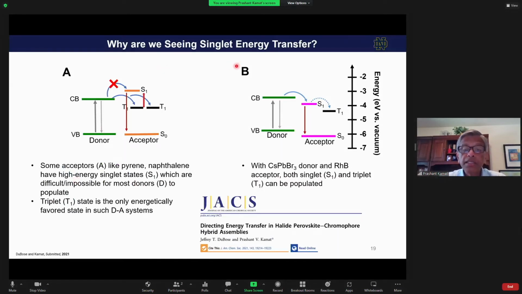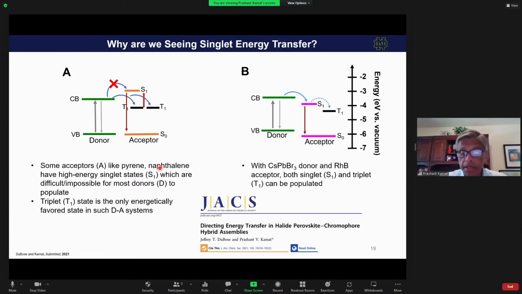So why are we seeing the singlet energy transfer? Because it is a favored energy transfer, since you don't have to undergo spin inversion. Typically we see triplet transfer only when the singlet energy level is higher than the conduction band energy. Examples are anthracene, pyrene, and those where the singlet energy is higher. In that case, we can see the triplet energy transfer.